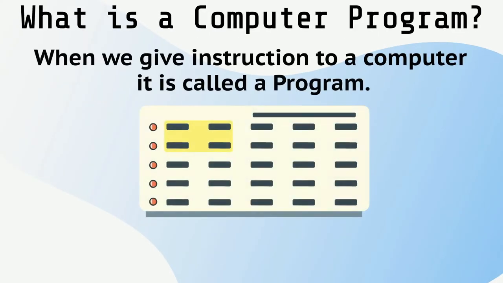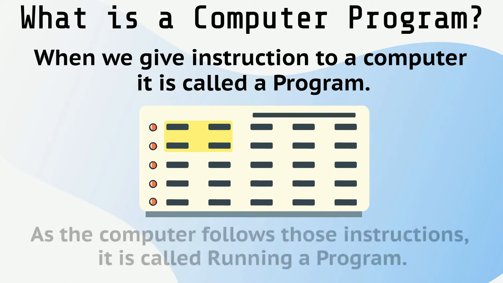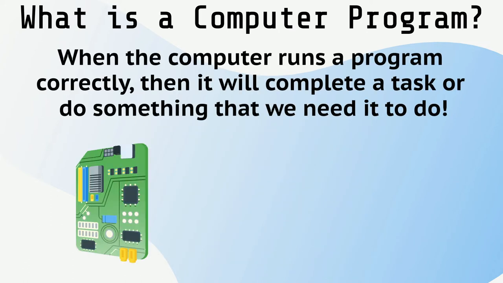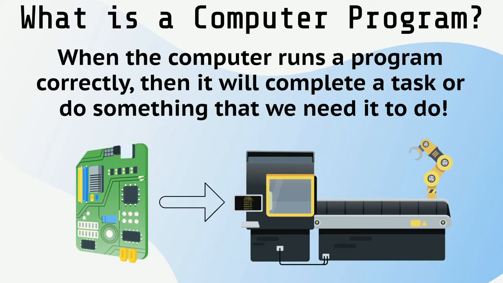When we give instructions to a computer, it is called a program. As the computer follows those instructions, it is called running a program. This is where the computer processes the instructions it has received. When the computer runs a program correctly, then it will complete a task or do something that we need it to do.